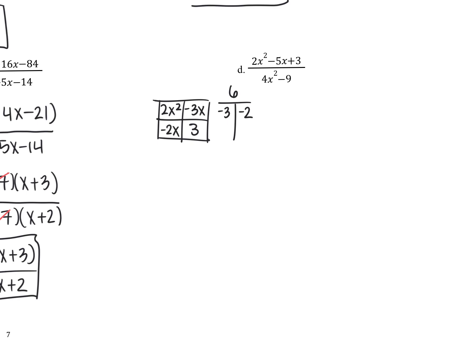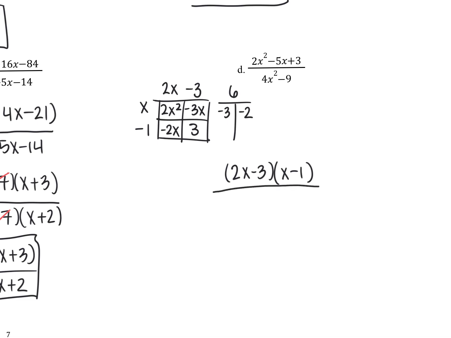So 2x squared and negative 3x just have a GCF of x. Negative 2x and 3 have a GCF of negative 1, because whatever the sign is of your x term has to be the sign of the constant that you factor out. Then going down, we have 2x squared and negative 2x, which have a GCF of 2x. And then negative 3x and 3 have a GCF of negative 3. So going back, my numerator becomes 2x minus 3, x minus 1.